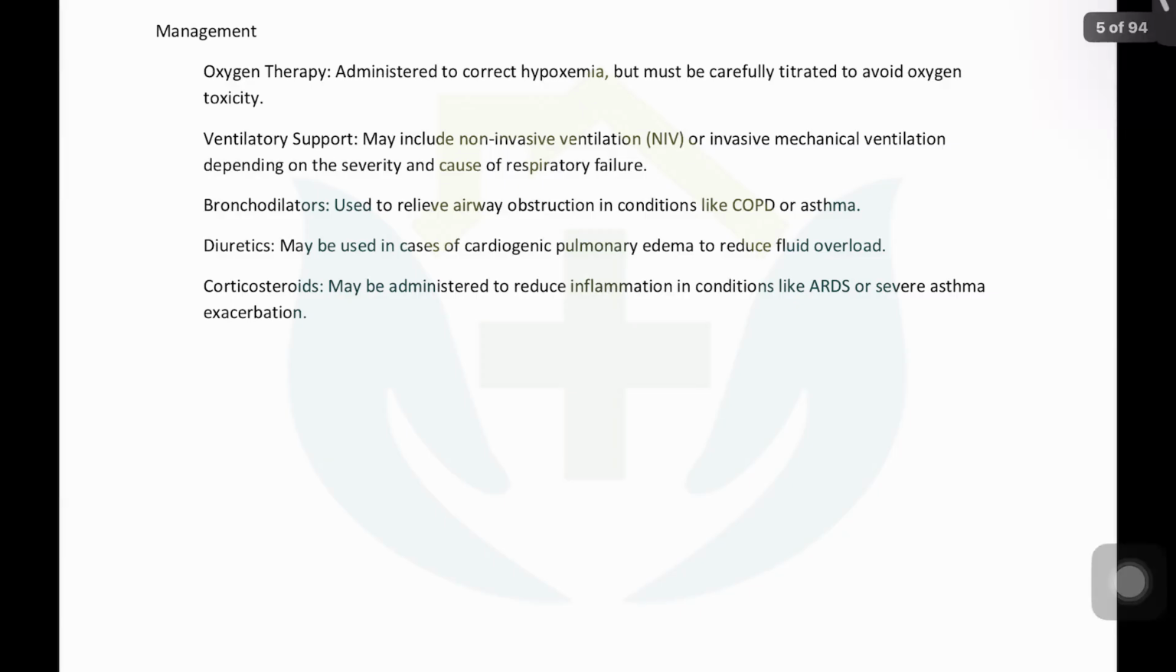Of course, oxygen is given to correct hypoxia, but be very careful in patients who have COPD, because their whole life depends on hypoxic drive. If you give them so much oxygen, you can actually risk them losing their hypoxic drive, and they will become even sicker if you give them higher levels of oxygen.